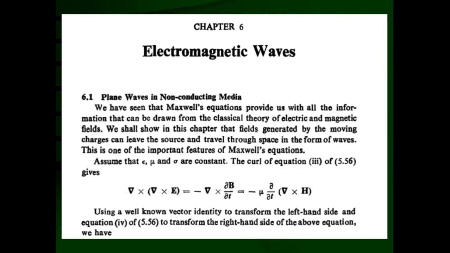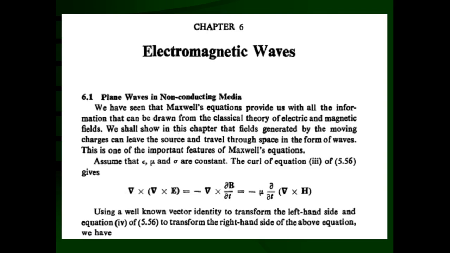If we consider that these electromagnetic waves are propagating in a linear medium, that means mu, epsilon and sigma are constant. Epsilon is the permittivity of the medium, mu is the permeability of the medium, and sigma is the conductivity of the medium. For a linear medium, we can consider that they are going to be constant.